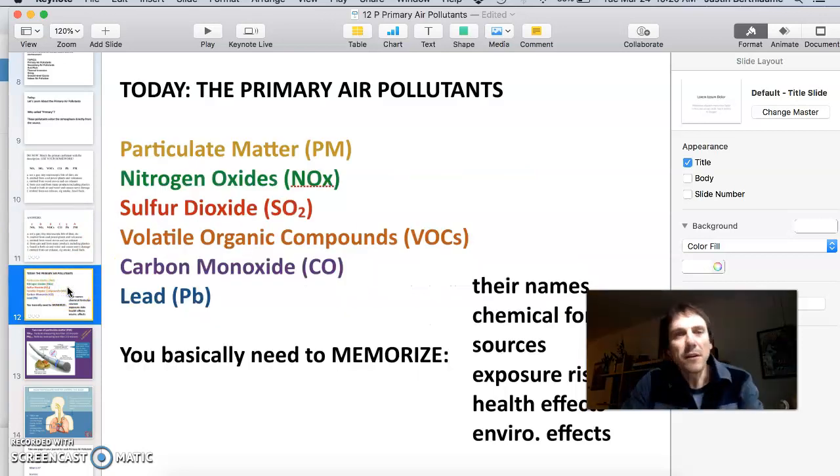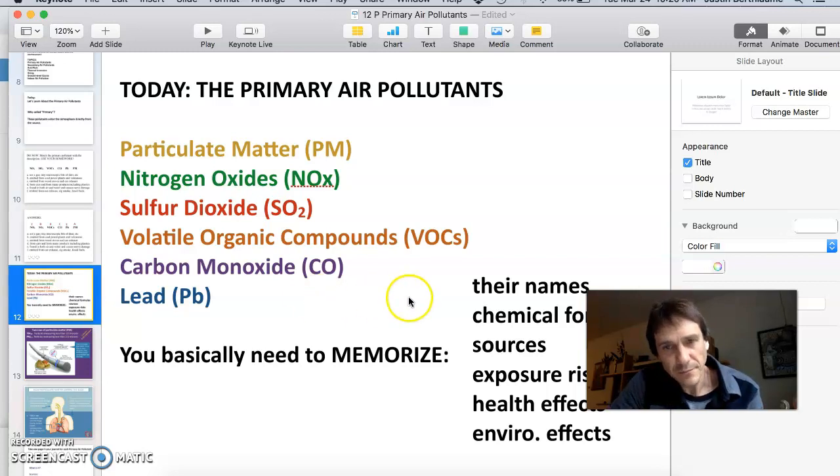So let me show you, there's 6 primary pollutants. And here they are, and you learned about them in the homework. Particulate matter, nitrogen oxides, sulfur dioxide, volatile organic compounds, carbon monoxide, and lead. So basically, you guys, you need to memorize these 6. It's just basically that simple, or that difficult, depending on how you look at it.